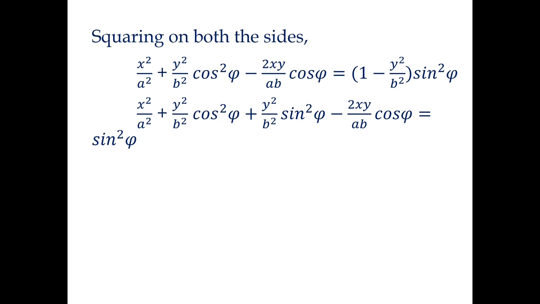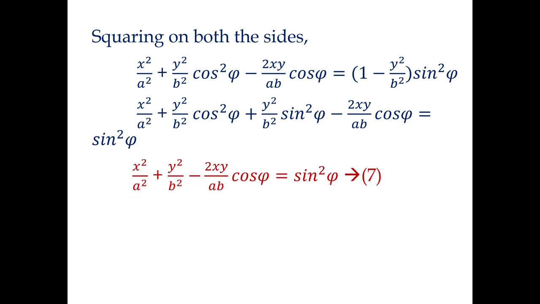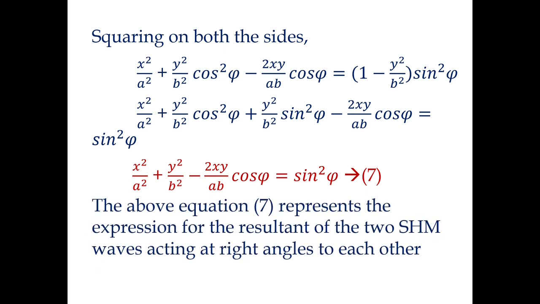So then again I am taking this minus y square by B square sine square phi to the left hand side. I will get x square by A square plus y square by B square cos square phi plus y square by B square sine square phi minus 2xy by AB cos phi equal to sine square phi. So we can take y square by B square common. So within the bracketed term you will have cos square phi plus sine square phi, which is nothing but equal to 1. So finally we get x square by A square plus y square by B square minus 2xy by AB cos phi equal to sine square phi.